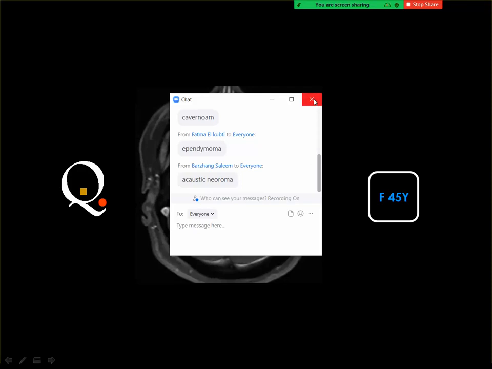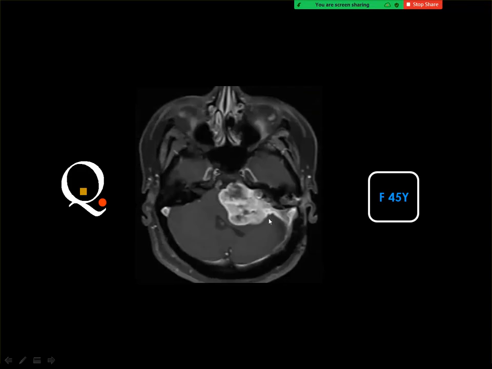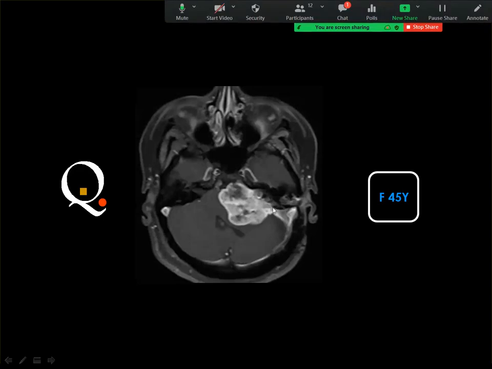Ependymoma, acoustic neuroma. Okay, if you look carefully here, you see a big mass at the cerebellopontine angle with some erosive changes in the adjacent temporal bone, and the extension inside the internal auditory canal. The most common space occupying lesion in this particular area is acoustic neuroma. Then you have to say first that this is acoustic neuroma. Whenever you are asked about the differential diagnosis, you are going to say lymphoma and metastasis.